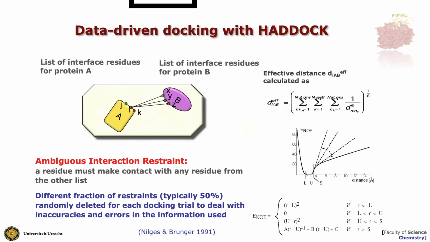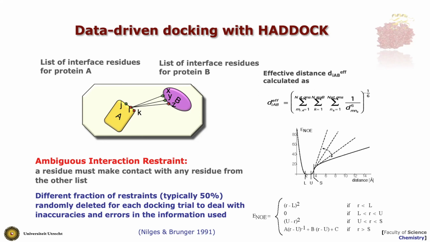So ambiguous distance restraints. It's not a restraint which is now defined between 2 points, but a distance which is defined between a collection of points. The concept was introduced in the early 90s by Michael Nilges and Axel Brunger to deal with ambiguity in NMR data. You see here a classical function which is used in NMR structure determination, and this is also the function that we use in HADDOCK.